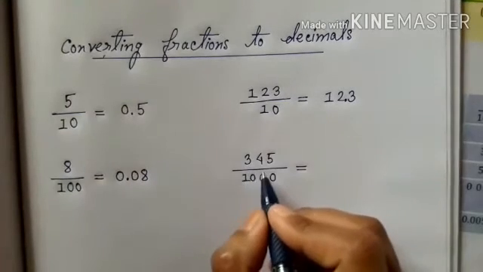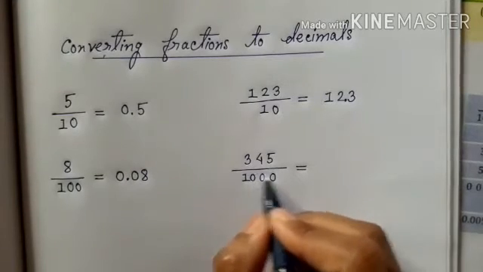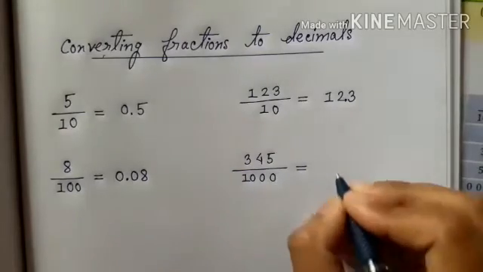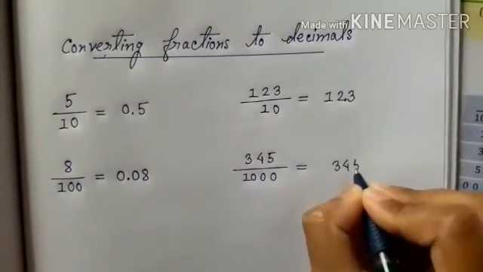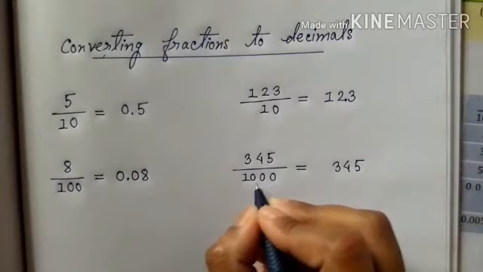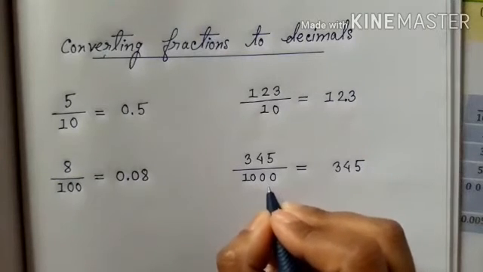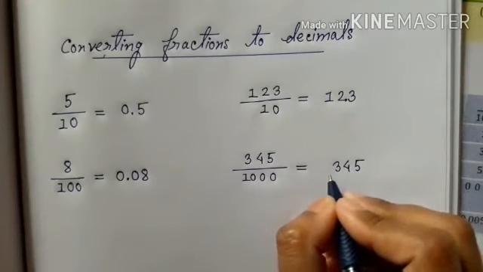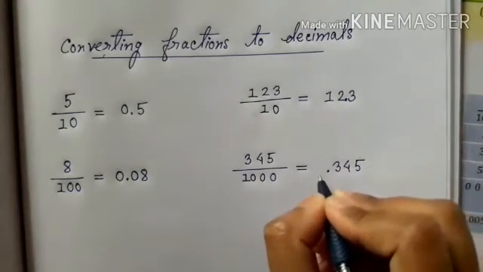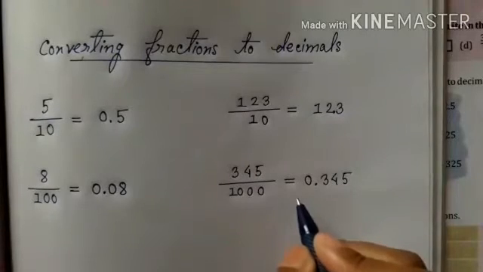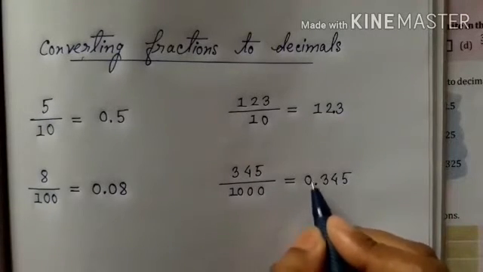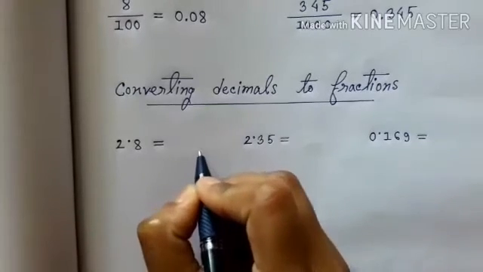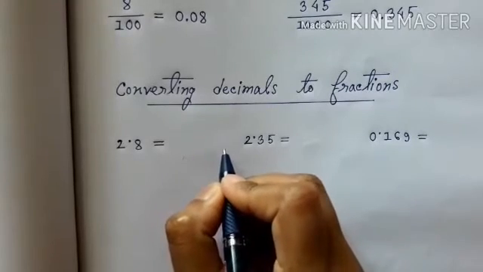Okay? Now look at here 345 divided by 1000. So right here the numerator is 345. Now check here how many zeros are there. There are three zeros, right? So we have to put the decimal point after the three digits. And always remember that we have to put a 0 if there is no digit on the left of the decimal. Now we will discuss how to convert the decimals to the fractions.